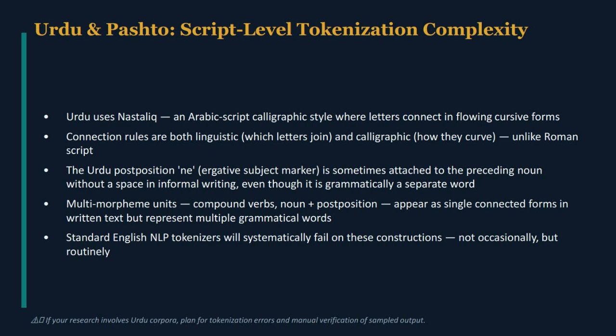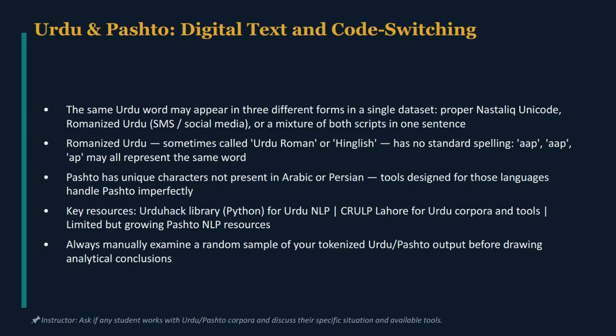Letters in Urdu are connected in a flowing cursive form, and the rules governing where connections occur and where they break are both linguistic and calligraphic. Additionally, Urdu text in digital contexts is often written in multiple ways. The same word may appear in proper Urdu script in formal documents, in romanized Urdu in SMS and social media, or in a mixture of both in the same text. This code-switching creates tokenization problems that have no parallel in monolingual languages.